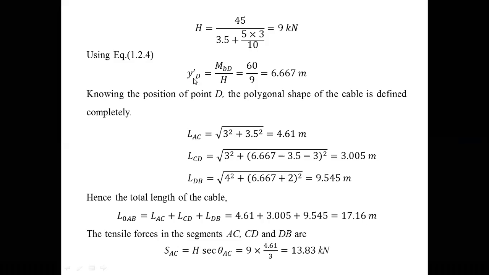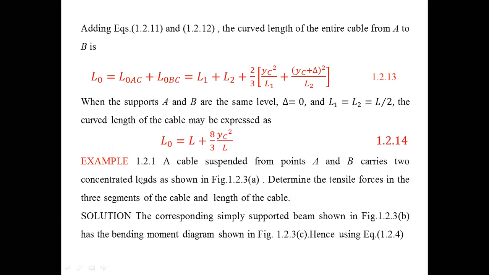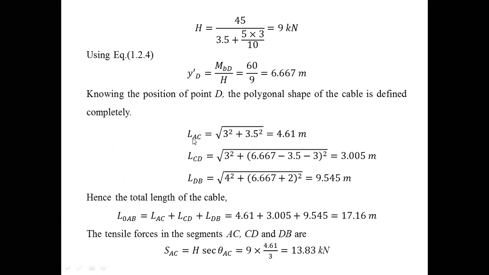Now, from this equation, y'_D is equal to M_BD, which is 60, and you know H is equal to 9. Then what is y'_D? 6.667 meters. So once you know y'_C and y'_D, let us go to the figure. Now you take the triangles. Our aim is to find the lengths of the segment AC. You know 3.5, and the horizontal is 3. Then you find AC by using the Pythagoras theorem. So L_AC is equal to the square root of 3 square plus 3.5 whole square, which is about 4 meters.